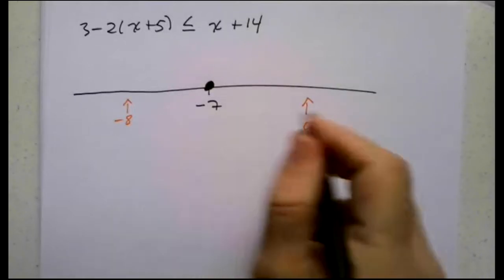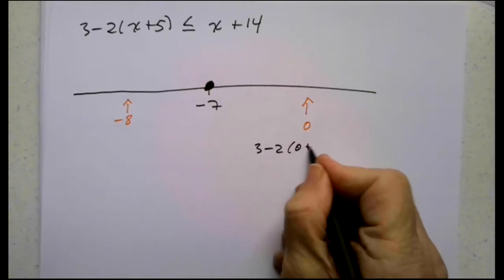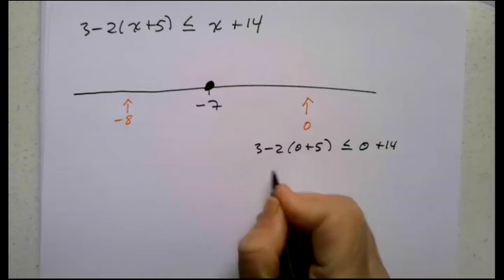So let's plug in 0 for x, see if it's true or if it's false. 3 minus 2 times 0 plus 5. Is that less than or equal to 0 plus 14?